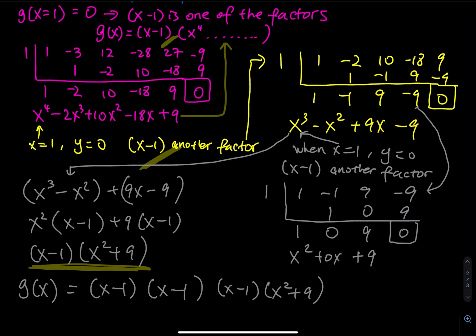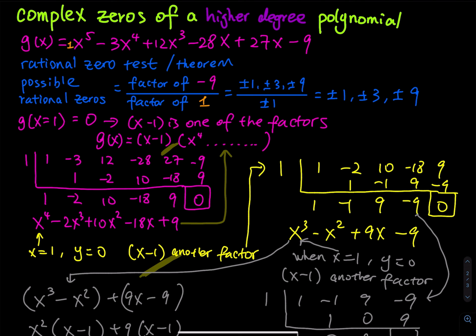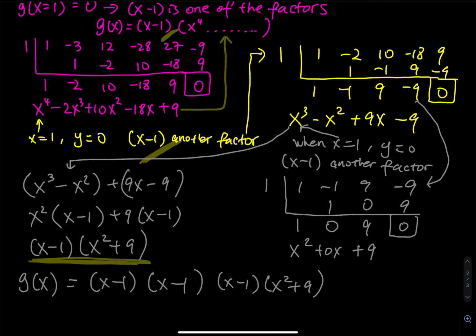Let's check. The highest degree is what? The highest degree is 5, right? Look, x times x times x. So this is x to the third power. The third power times the second power, you get a fifth power. So this is a check that I just picked up all the factors.